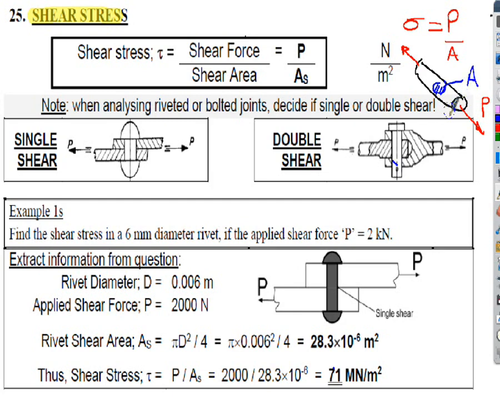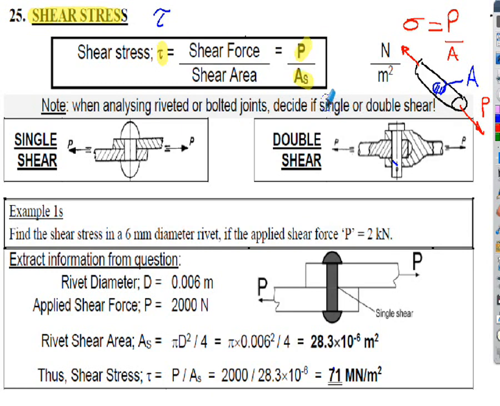So this formula is very similar. The only thing that's different here is the symbol. The shear stress symbol is slightly different. It looks like an italic T really. It's called tau, a Greek symbol. But it's still force over area. The thing that's different here is that it's the shear force P over the shear area.